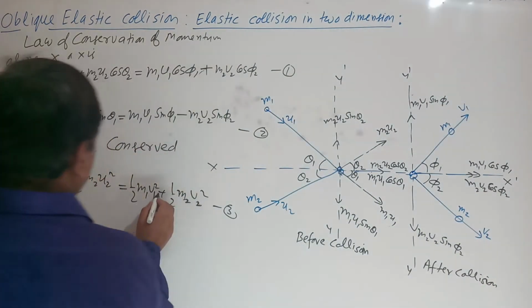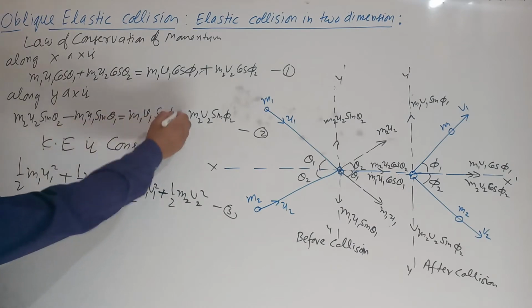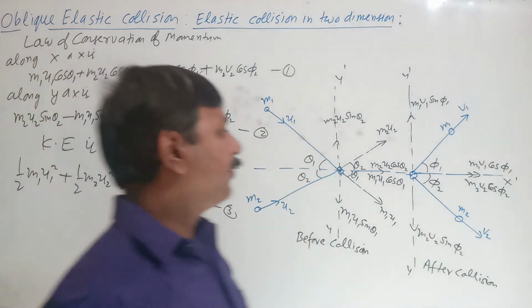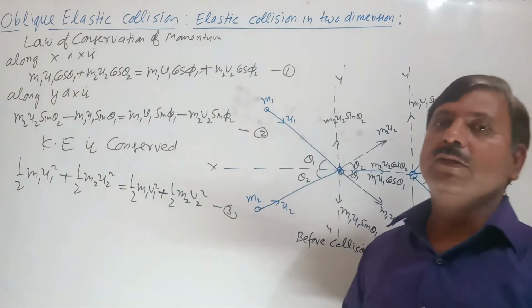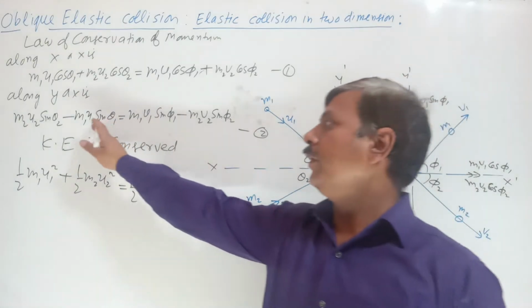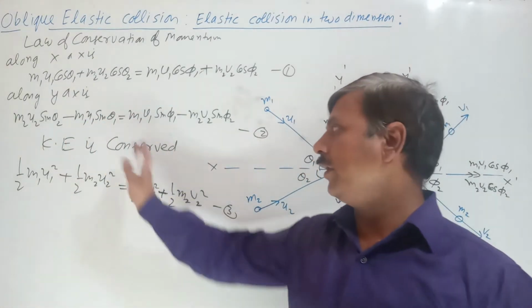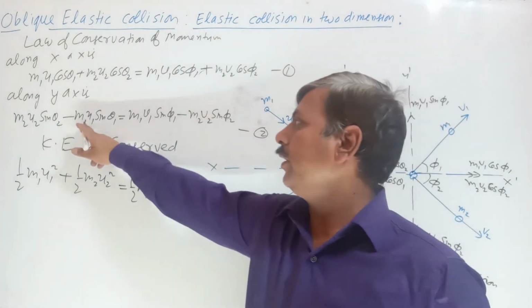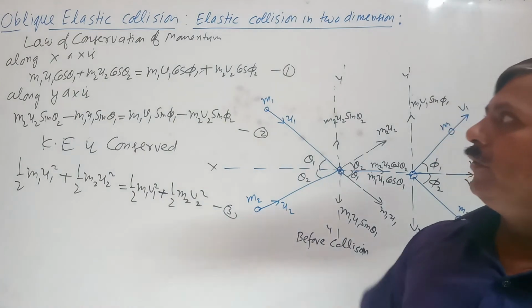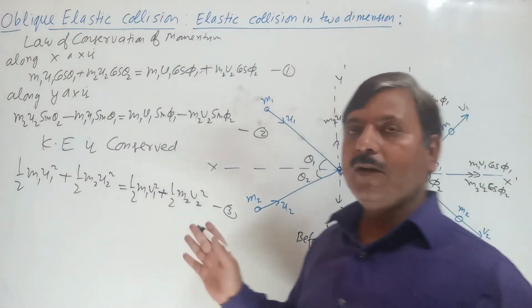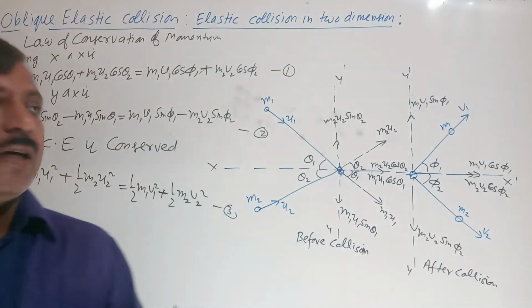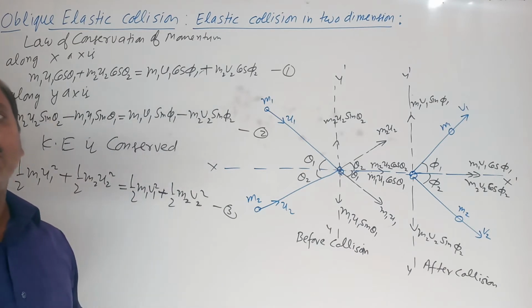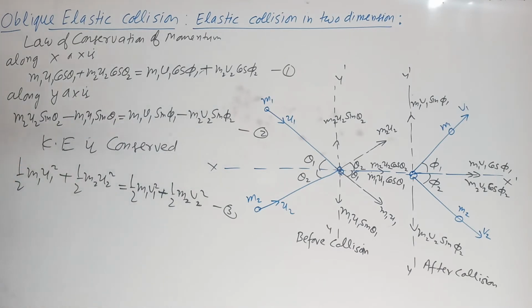In some books you may see that they have taken a positive sign here, but then they have to take theta 2 from the downward direction as negative. So negative times positive becomes negative. I have taken it with the direction, that is why you can take a negative sign here. So these will be the three equations. After solving these three equations, we can find the final velocities after an elastic collision in 2 dimensions.